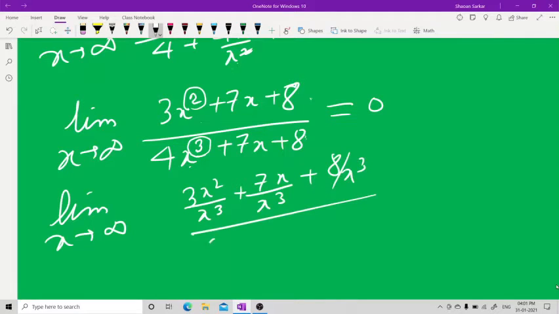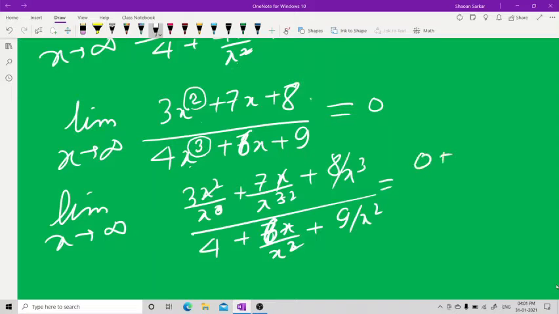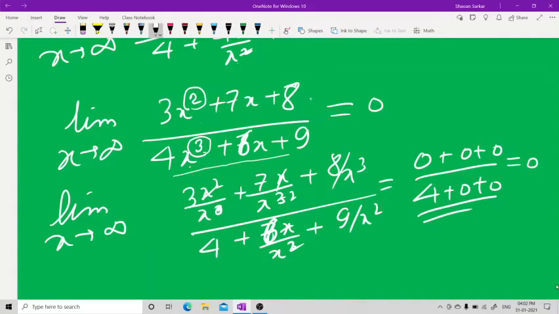Here it will be 4, 7x upon x cube, let's make it 6 for some difference, 6 plus 8, I made it 8, let's make it 9 in both, let's make the digits different, 9 upon x cube. This will become x square, this will become x and this will become x square. Now take the limit. This will be 0 plus 0 plus 0 upon 4 plus 0 plus 0, so this answer is 0. That's why अगर नीचे वाला polynomial का पावर ज्यादा होगा तो 0 आएगा आंसर. If the polynomial in the denominator has higher power it will give a 0 answer. This is the point you need to note.